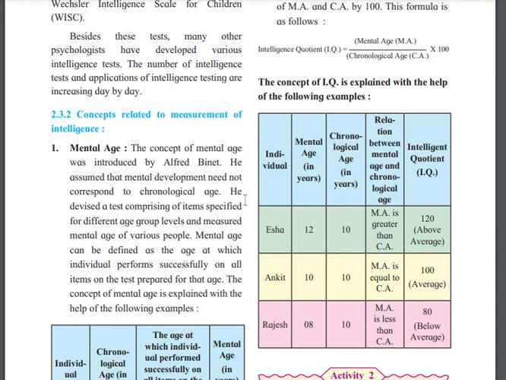So first of all, the first thing you need to understand is that intelligence tests are actually checking your mental capacity. So what is mental age? The concept of mental age was introduced by Alfred Binet. He assumed that mental age development need not correspond to chronological age. He devised a test comprising items specified for each age group level and measured the mental age. Mental age can be defined as the age at which an individual performs successfully on all items on a test prepared for that age. The concept of mental age is explained with the help of the following example.